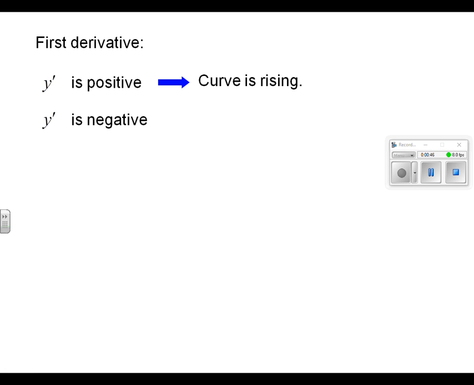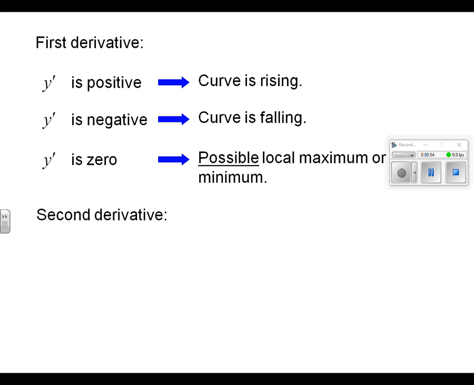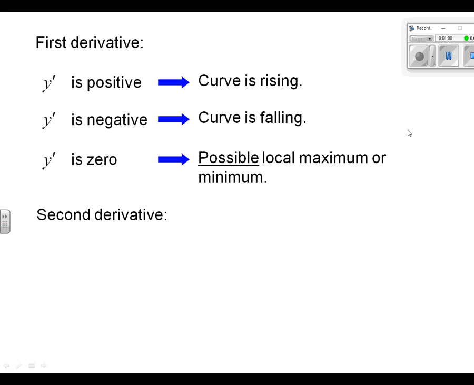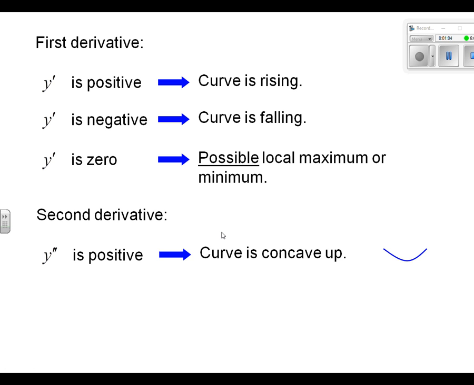When we think about the first derivative, when it's positive, we know that the curve is sloping upward, or rising. When it's negative, it's falling. When it's zero, it's possibly a maximum or minimum. So one thing we haven't talked about much is what about the second derivative?